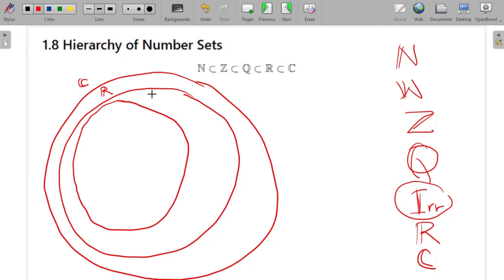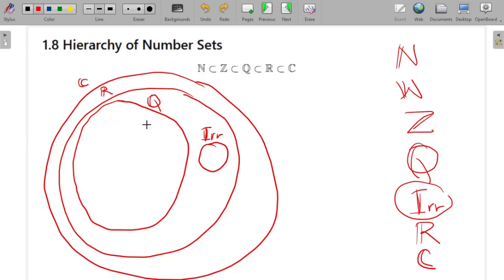So here I'm going to put the rational, and then the irrational will just be somewhere there. So these will be the irrational numbers here. Okay, so let me put nicely there. So I, then R. So this is irrational, this is rational.